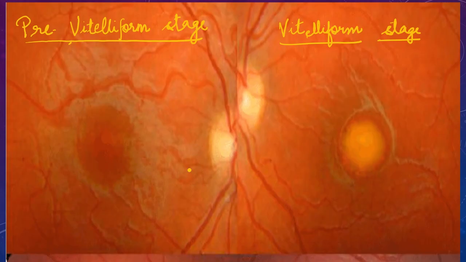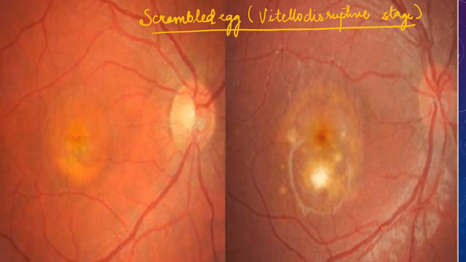And now let us see all those stages in the picture form. The first stage is the previtelliform stage. So in the previtelliform stage, what do you see? You will see just mild RPE alterations, okay? And then you have the vitelliform stage where you can see this nice yellowish color lesion sitting in the macula, okay? So it looks like an egg yolk, and therefore it's also called an egg yolk appearance.